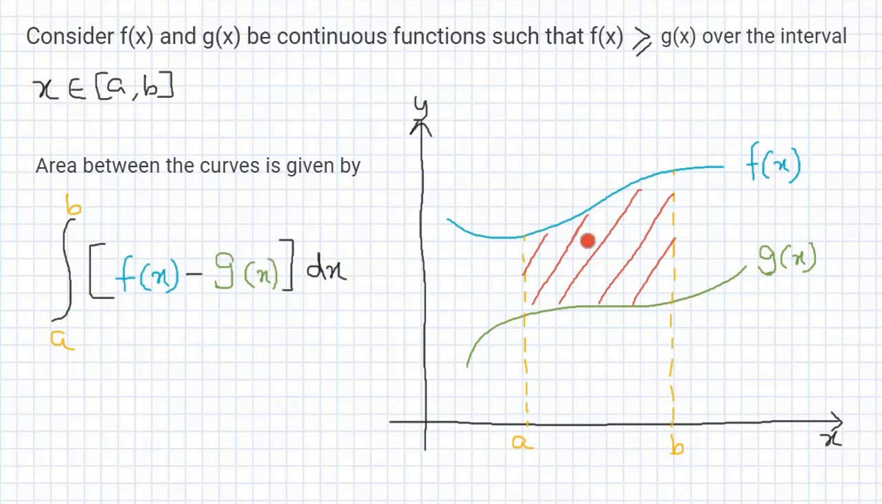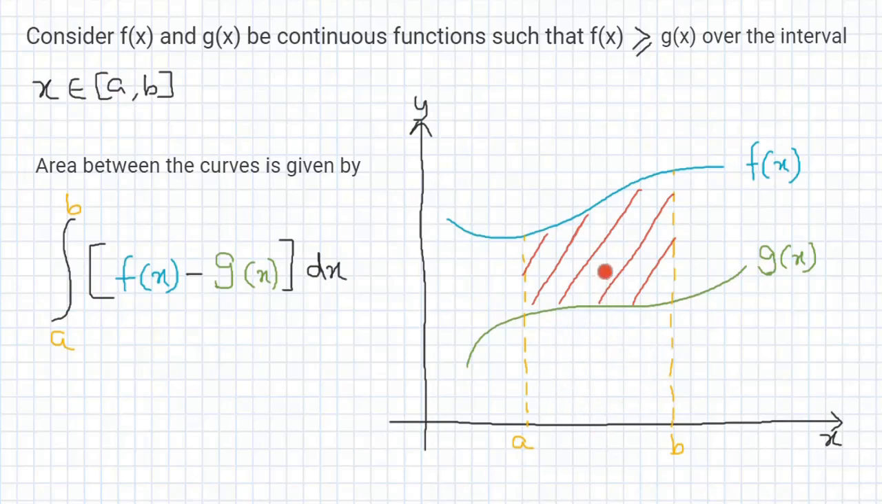Now as you can see on the graph, the function f(x) is greater than g(x) over the interval a to b, and we have to evaluate the area of this region. The area under the function f(x) is below the curve f(x) and above the x-axis. So the area under f(x) will be this complete area, while the area under the function g(x) will be below the curve of g(x) and above the x-axis, so this area.